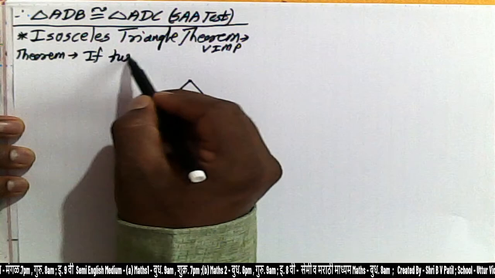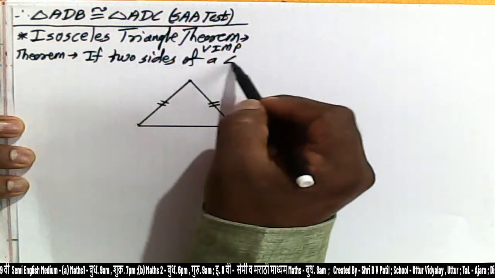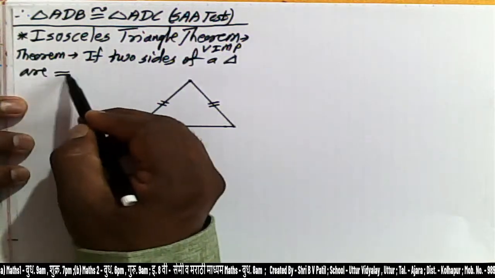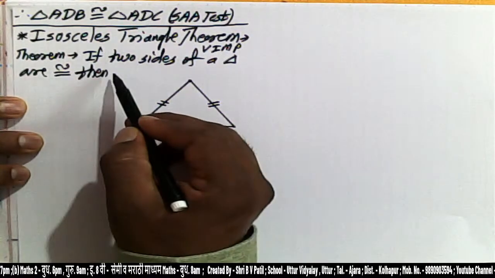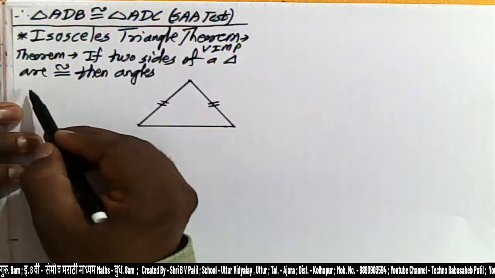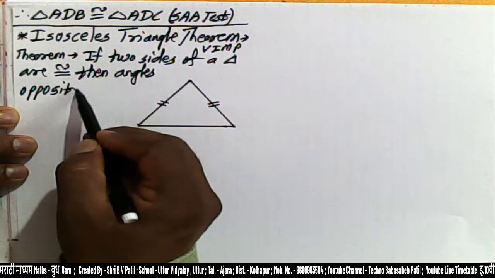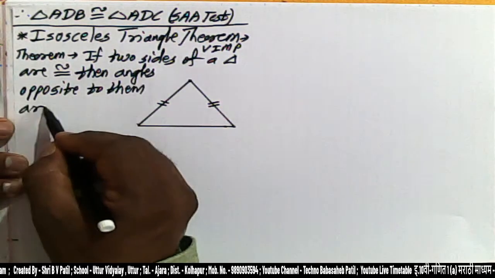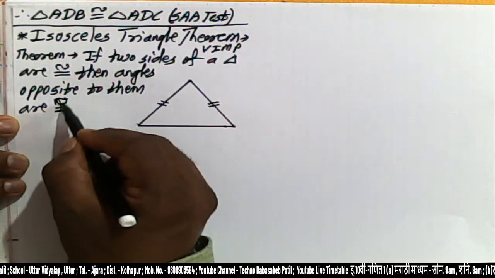If two sides of a triangle are congruent, then angles opposite to them are congruent.